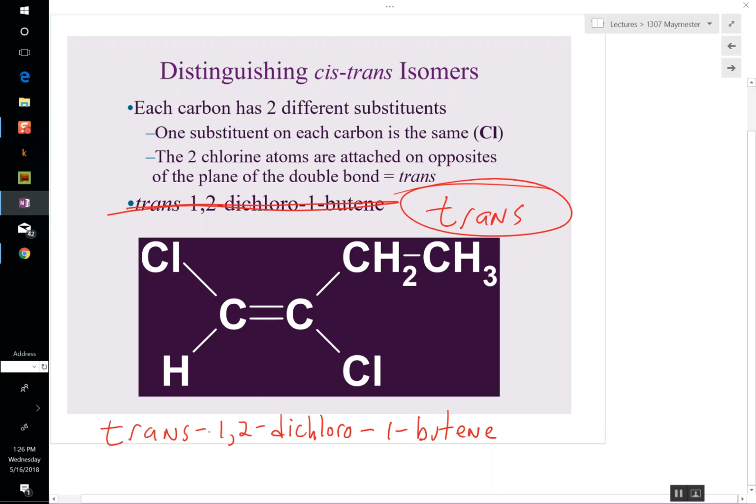Where are these chlorines? They're on the first and second carbon. There's a chlorine on each of the double bonds. Where are they? Well, they're on the opposite side of that double bond. They're trans to one another. And that's trans 1, 2 dichloro. So we can take it off of there. Trans 1, 2 dichloro 1 butene. All right?